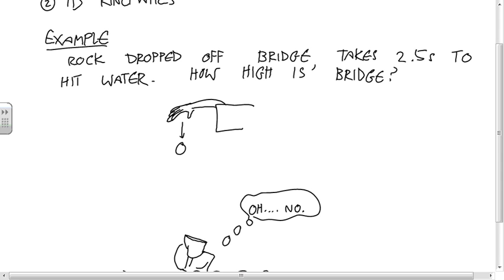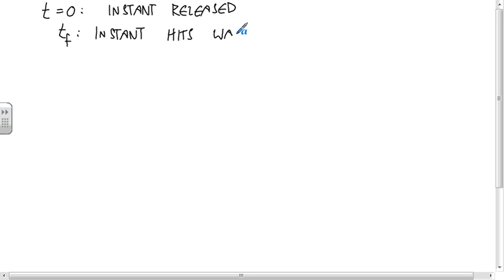We have information when it hits the water, and we're trying to find more information about when it's released. How high was it when it's released? So that tells us that our time equals zero instant has to be the instant that the rock is released, and our time final has to be the instant that it hits the water. If you don't choose those two that way, you can't solve the problem.